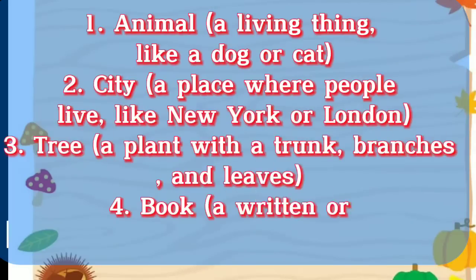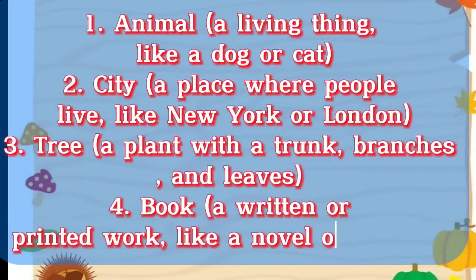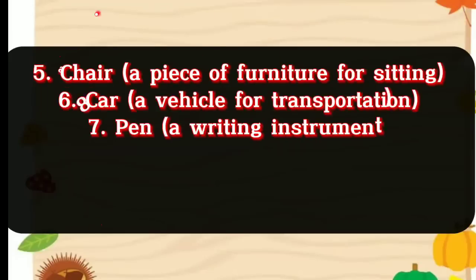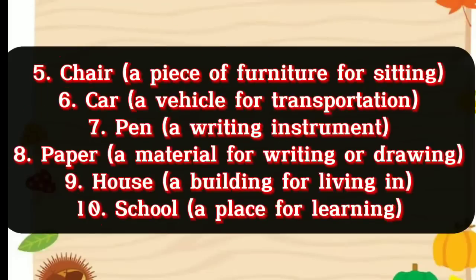3. Tree, a plant with a trunk, branches, and leaves. 4. Book, a written or printed work, like a novel or textbook. 5. Chair, a piece of furniture for sitting. 6. Car, a vehicle for transportation. 7. Pen, a writing instrument. 8. Paper, a material for writing or drawing. 9. House, a building for living in. 10. School, a place for learning.